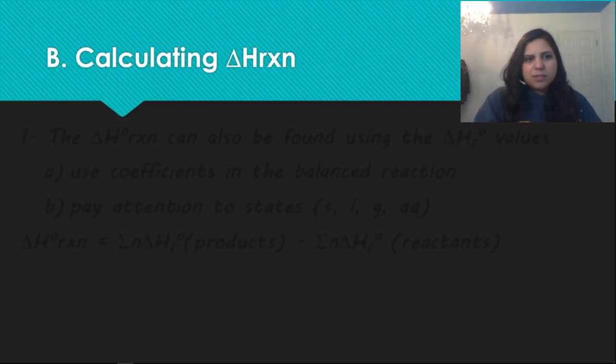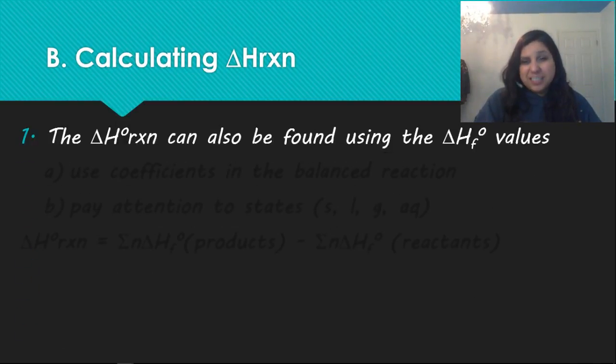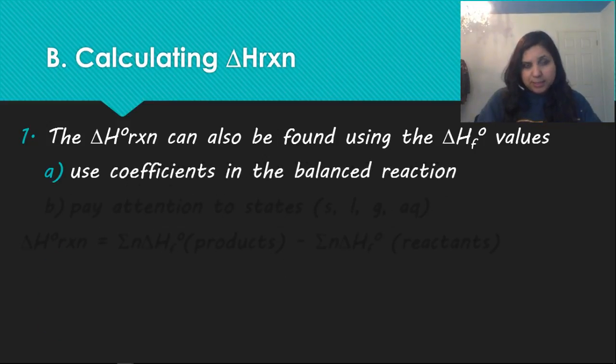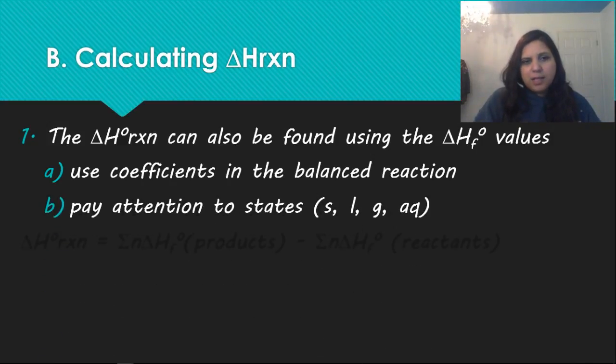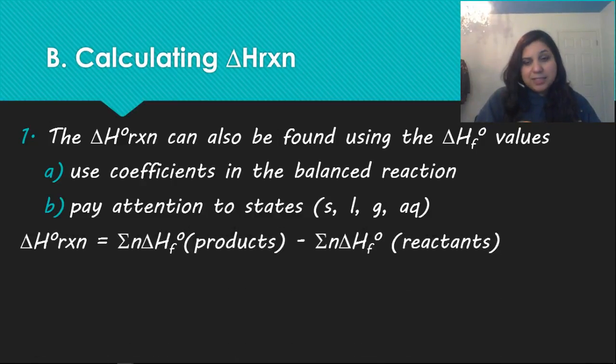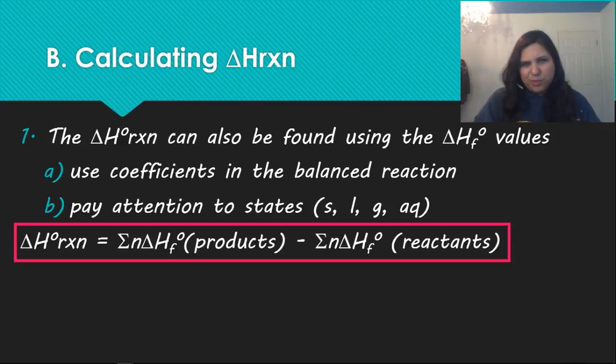So what we're going to do is find delta H of reaction, just like you did finding delta H of reaction using Hess's law, but here we're going to use delta H of formation values. We'll use the coefficients from the balanced reaction, and we'll pay attention to when it's solid, liquid, gas, or aqueous, and we'll use this equation, slightly different. It's more of an equation than it is Hess's law, but they are very much related in that we're adding up reactions to find an overall reaction.